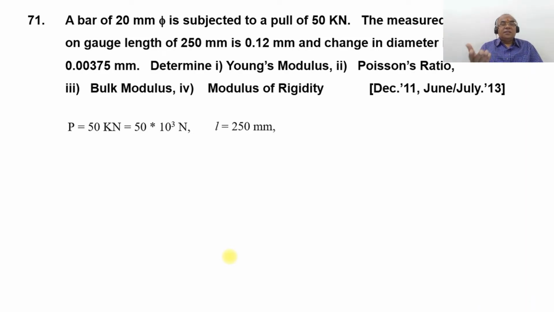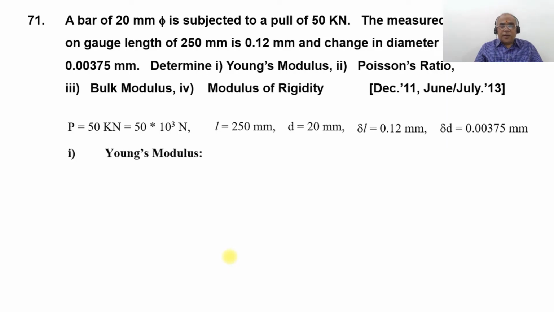So what is the length? Length is nothing but the gauge length, which is 250 mm. And D, which is 20 mm. So we have delta L, which is 0.12. Then delta D is 0.00375. So we want to first find out the Young's modulus. The longitudinal stress sigma is given by P by A. You know the value of P and you know the value of A, so you are going to find the stress.